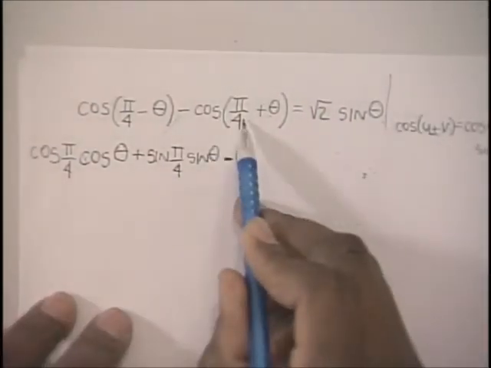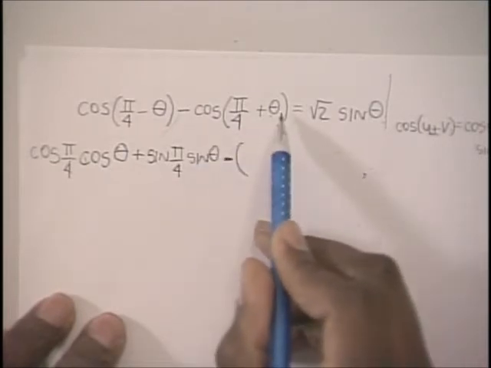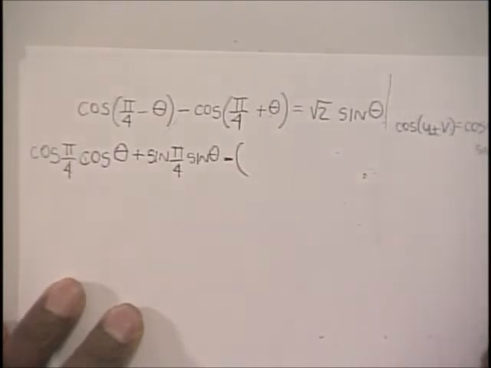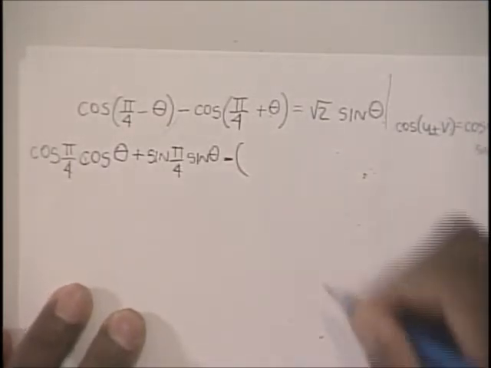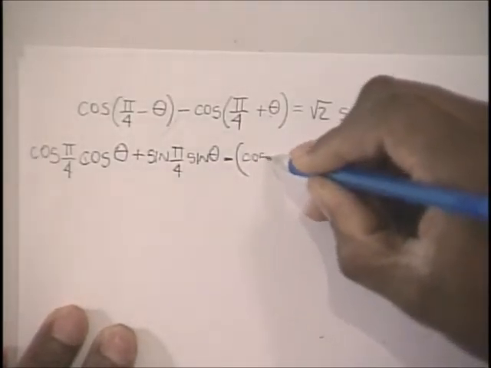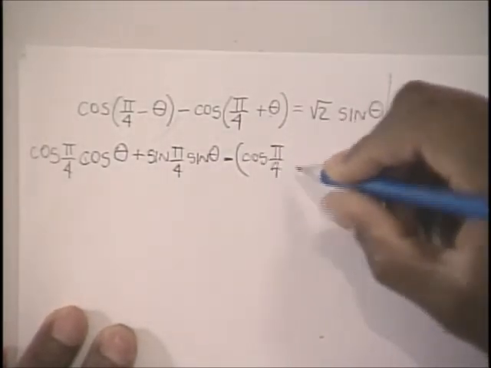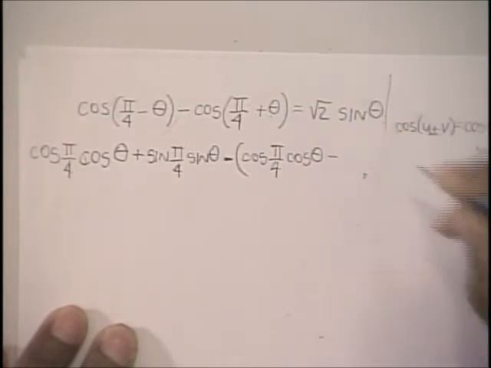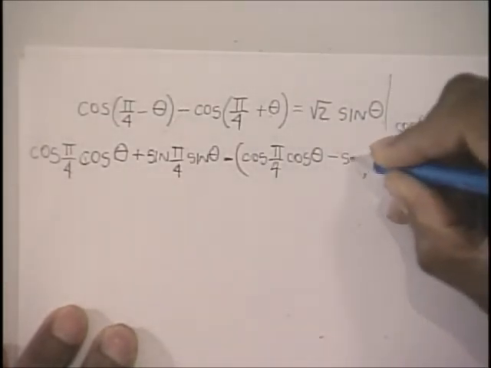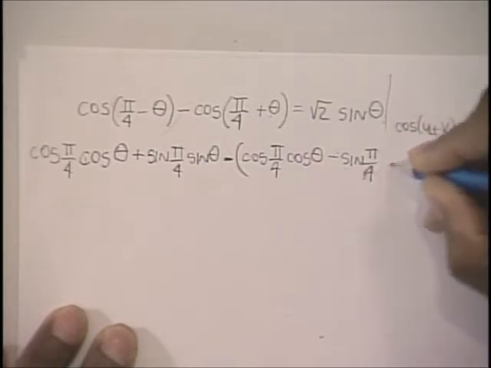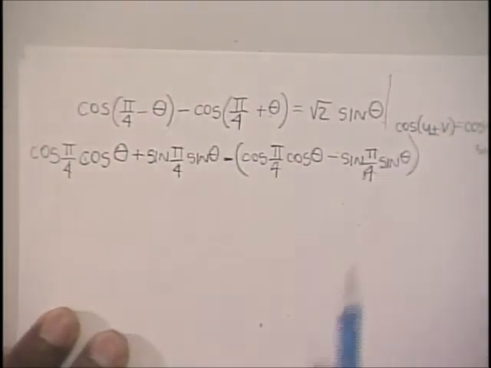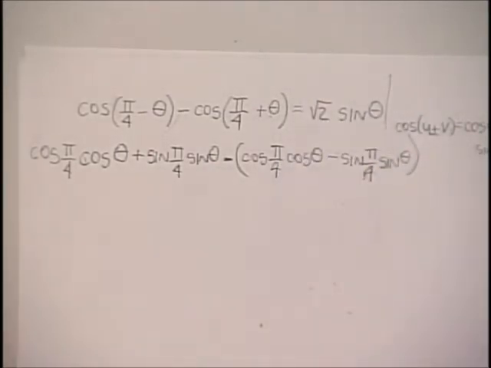Now we have cosine u plus v. When you have cosine u plus v, you have to take cosine u, cosine v minus sine u sine v. All right, so let's do that. So we have cosine pi over 4, cosine theta. Because we're adding here, now we're going to say minus sine u sine v. Sine pi over 4, sine of theta. And all of this, once we simplify this down, should be equal to radical 2 sine theta.